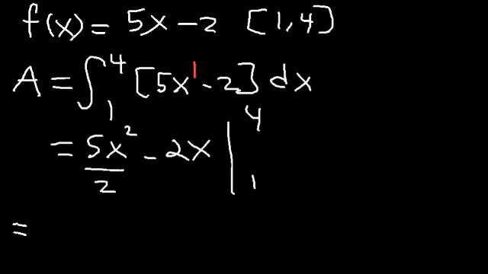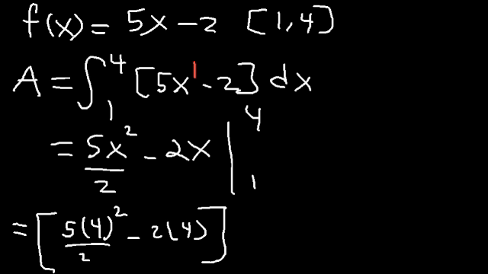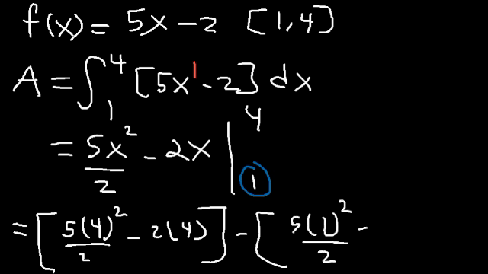So now let's plug in 4. So it's going to be 5 times 4 squared divided by 2 minus 2 times 4, and then minus the lower limit, which is 5 times 1 squared divided by 2 minus 2 times 1.